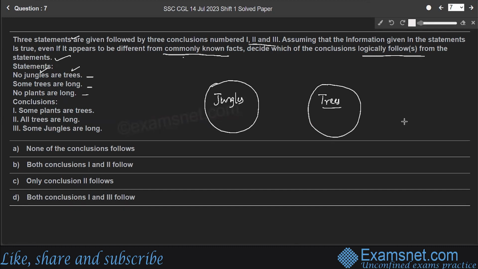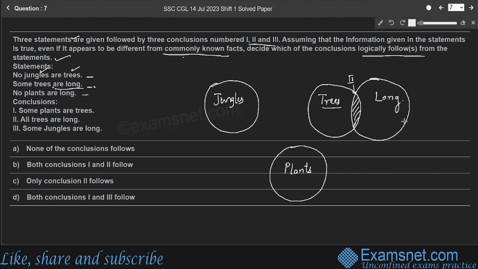And the second one, some trees are long. So, some portion of trees are long. That means there is a set of long and the some portion. This portion represents the second statement, right? And the third one, no plants are long. So there is a separate set, plants, right? Hence no plants are long. There is no relation between plants and long, right?